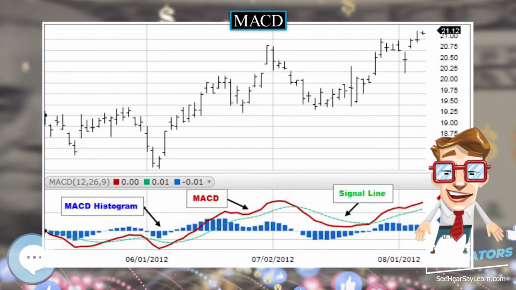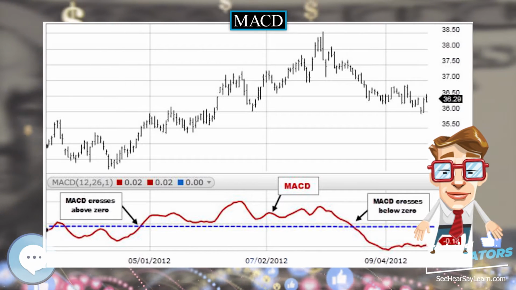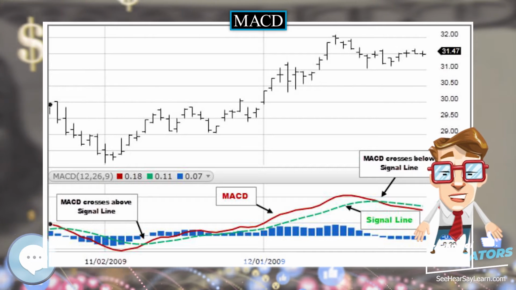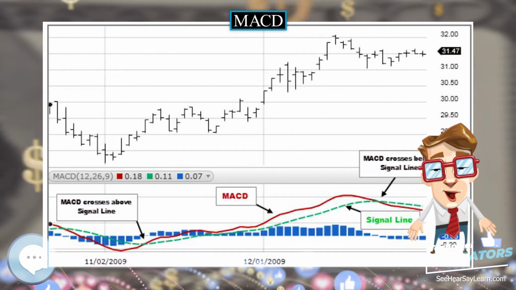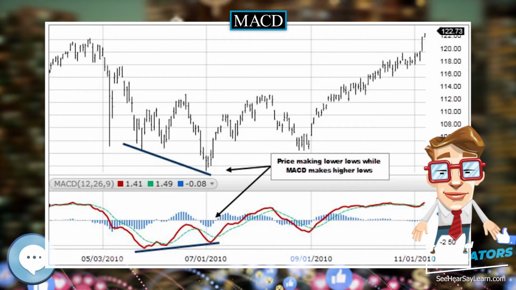Since the MACD is based on moving averages, it is inherently a lagging indicator. As a future metric of price trends, the MACD is less useful for stocks that are not trending, trading in a range, or are trading with erratic price action.